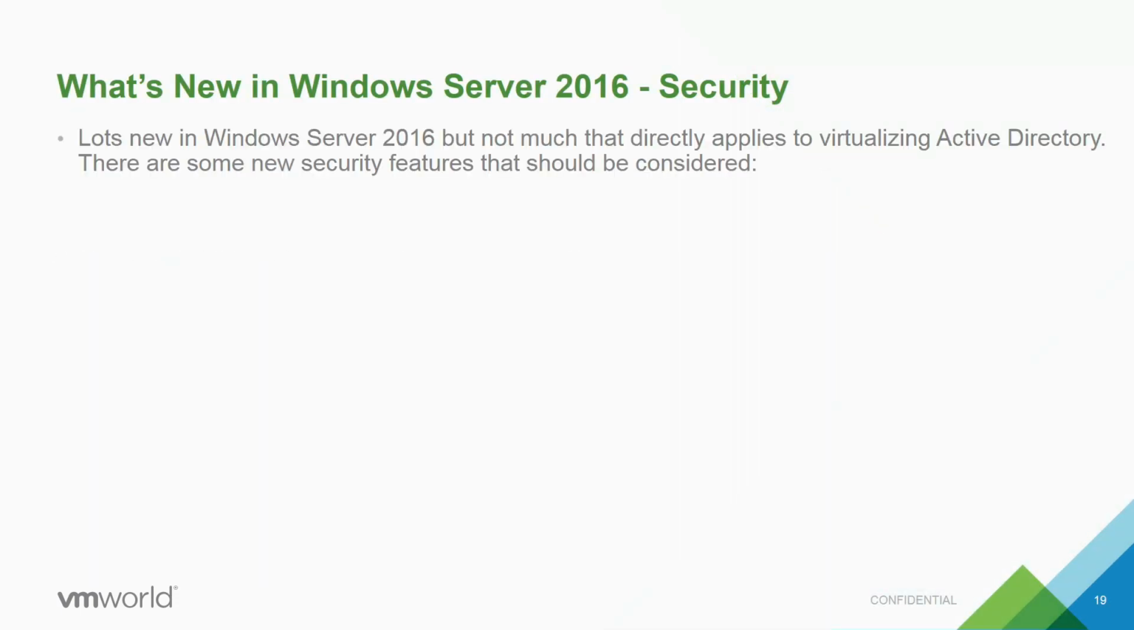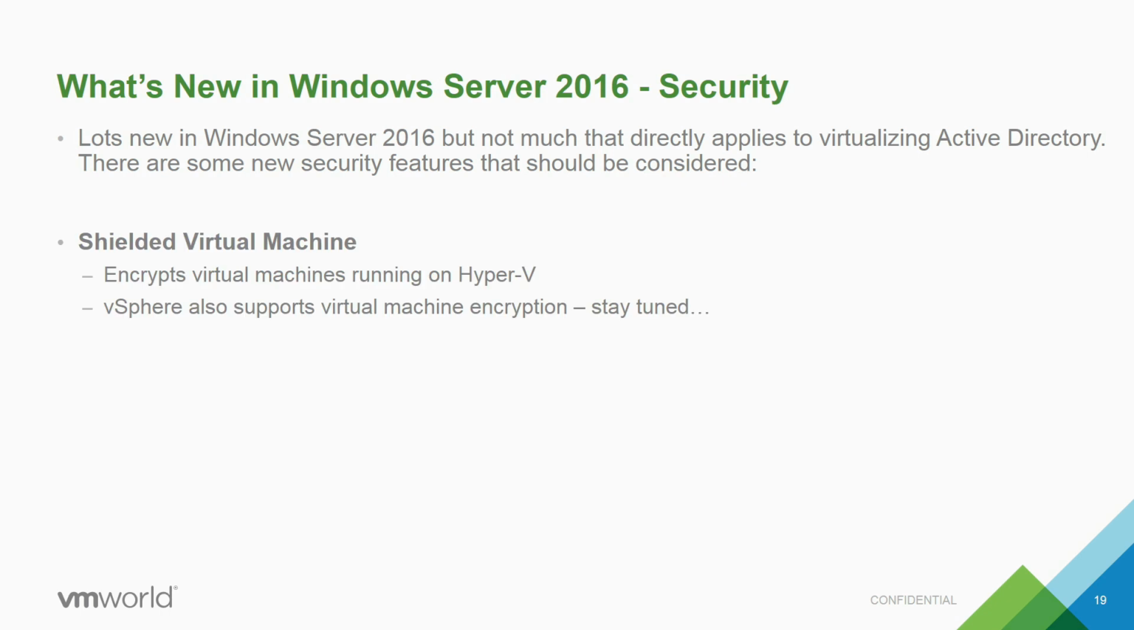What's new in Windows Server 2016 and security? There's quite a bit new with Windows Server 2016, but not a heck of a lot applies directly to domain controllers. But there's some security changes in there that I want to make sure you're aware of, because those will apply. The first is Microsoft introduced something called the shielded virtual machine, which allows you to encrypt entire VHD files on Hyper-V. VMware has a solution for that as well. vSphere supports it. Hang on just one slide and we're going to get to that.